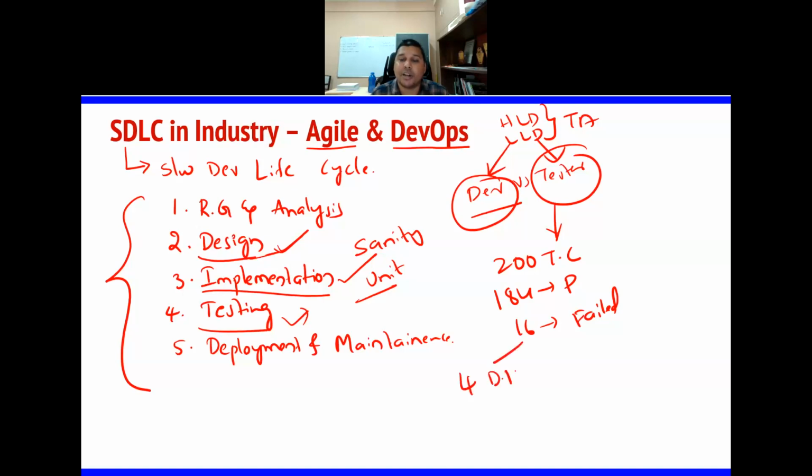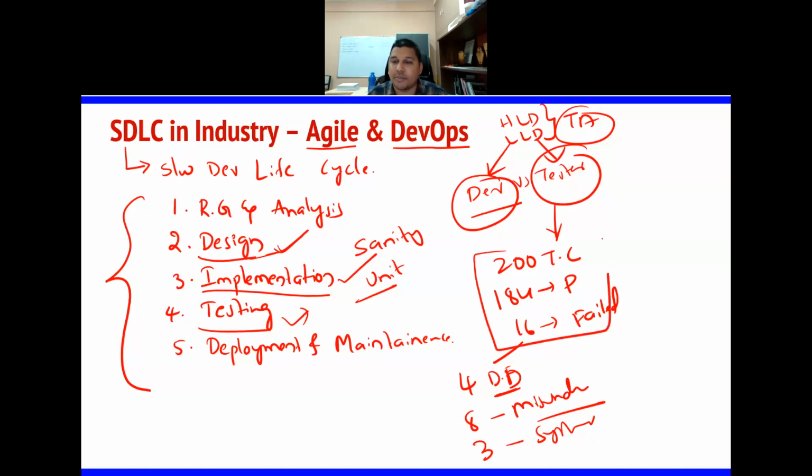4 were developer defects. 8 were misunderstandings between the customer, the business analyst and the technical analyst, who did not understand the requirement properly. 3 were because of system failure. Maybe that day while he was testing, the developer's server went down, so he could not test. There are different ways he will give a report like this.